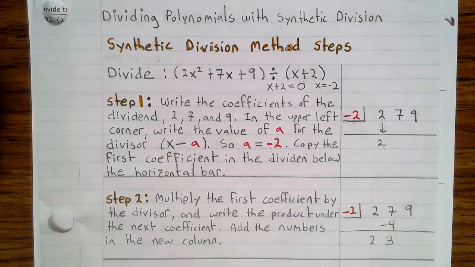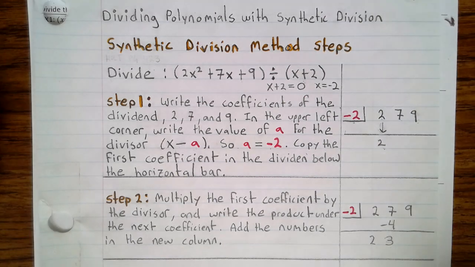Now, step 1, write the coefficients of the dividend 2, 7, and 9 in the upper left corner. Write the value of a for the divisor, x minus a, so that a equals negative 2. Copy the first coefficient in the dividend below the horizontal bar.